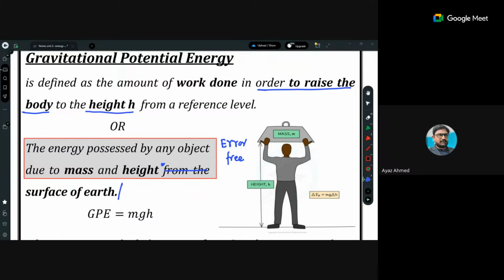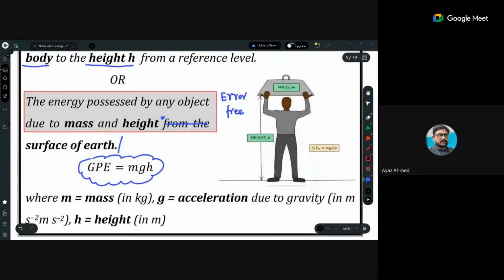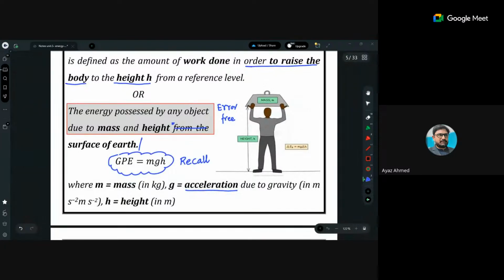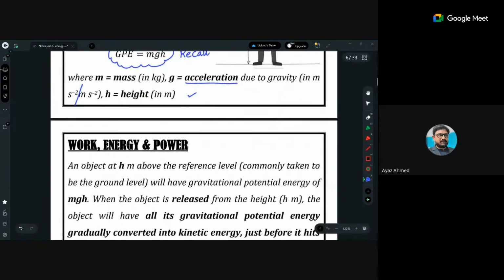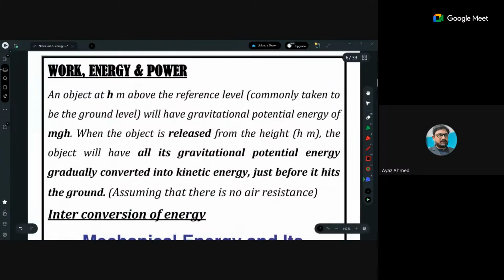Its formula is GPE equals mgh. You have to recall this formula, please. It's quite easy to recall. Where m is the mass, g is the gravitational acceleration or acceleration due to gravity, and it is in meter per second square, or ms minus 2, and height is in meters. So of course it's not a big deal for you to calculate. Here are some important points for that.